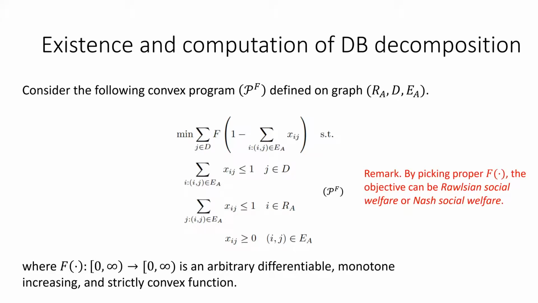And let me remind you that if we pick the proper capital F, this objective function will be equivalent to the Rawlsian social welfare or the Nash social welfare. Basically, it's trying to introduce some fairness among all the drivers we want to match in the first stage.